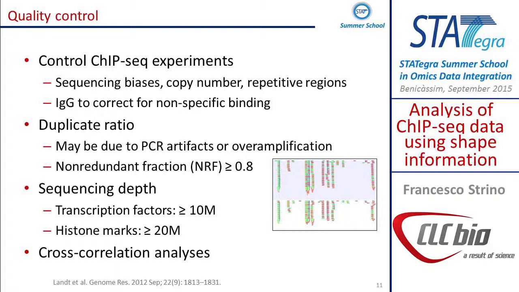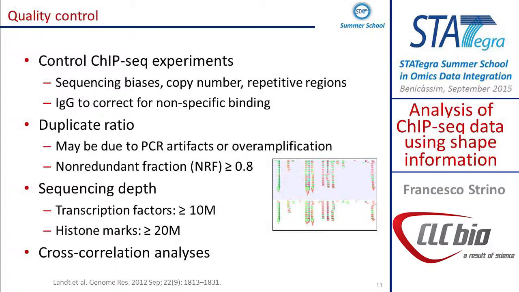The first one is the duplicate ratio. The duplicate ratio is how many reads map exactly to the same place. It may be due to PCR artifacts or over-amplification. If you do too many rounds of PCR, you will get a lot of the same thing over and over and over again, and you will get data that looks like this. This is exactly what we don't want. This looks like PCR towers, and none of that is biologically significant. These are artifacts of the technology.